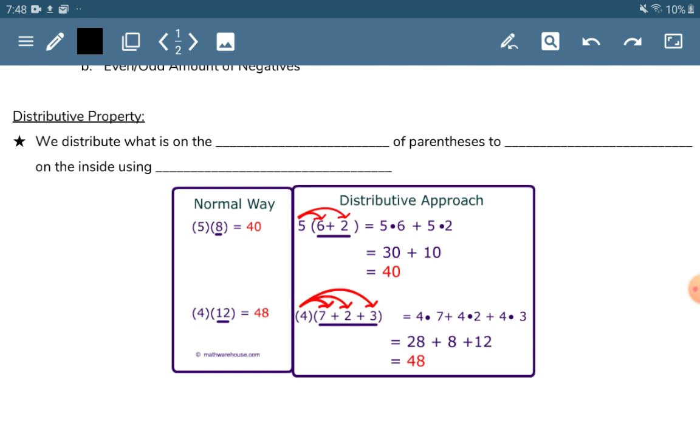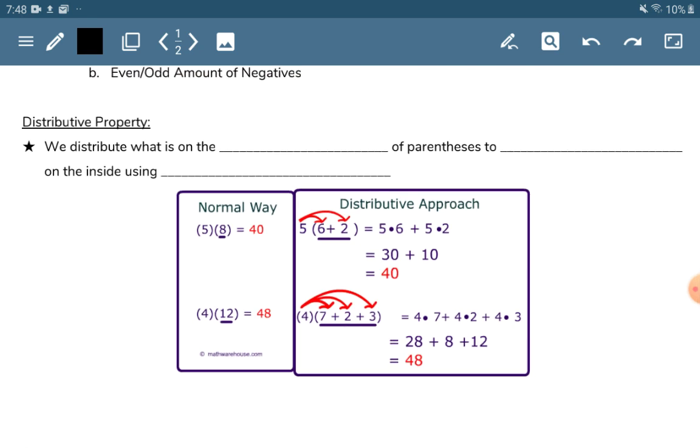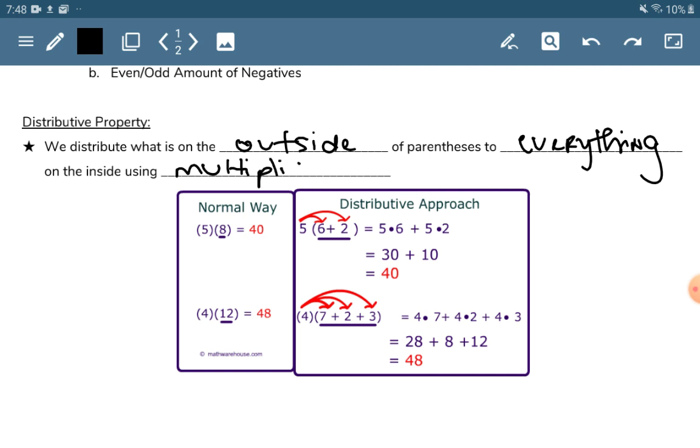So something that's new that we haven't really talked about yet is something called the distributive property. We distribute something that is on the outside of the parentheses to everything on the inside. And we're going to do this using multiplication. What that means is we are going to take the outside number and multiply it by everything on the inside of our parentheses. So this picture below just kind of shows you the normal way versus the distributive approach.